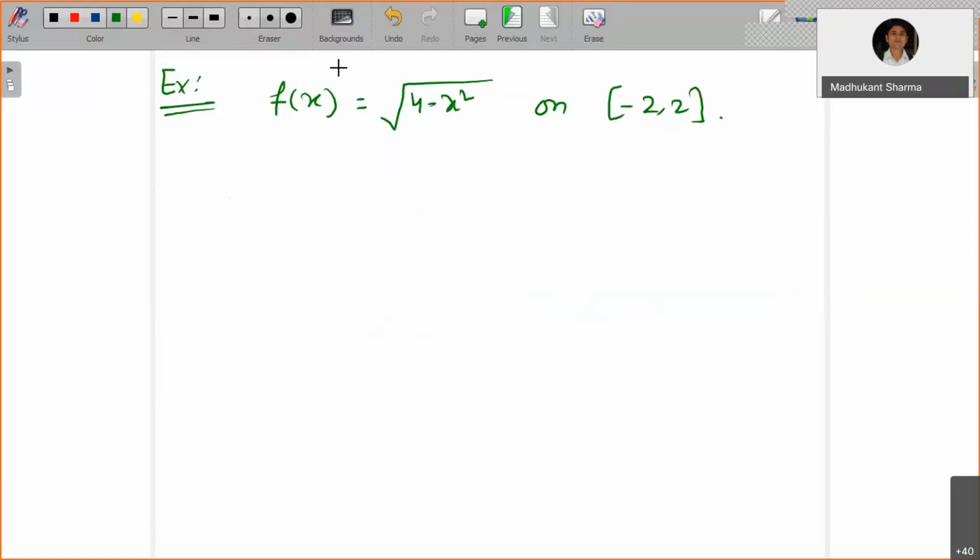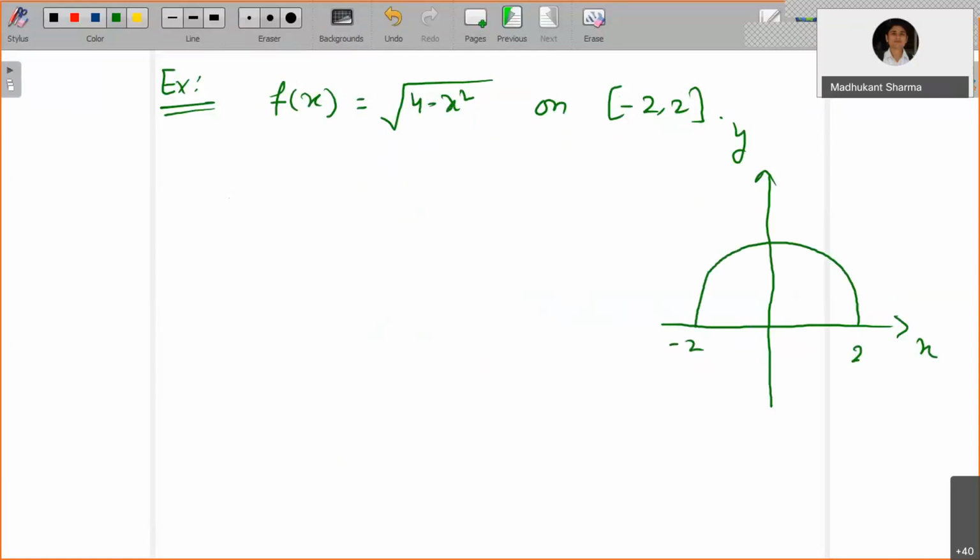Now, if you look at this function, what is this function? If you recall, when you draw it on the xy plane, it is a part of a circle, and it is from minus 2 to 2. It is the upper part of the circle, since y equals square root of 4 minus x square means x square plus y square equals 4. So I know the area of this half circle is pi r square by 2. What is r here? It is 2.